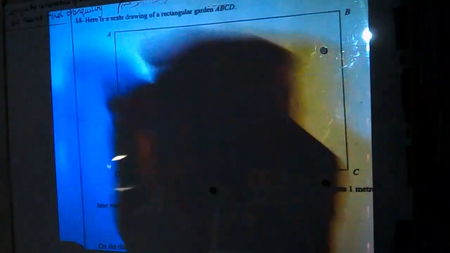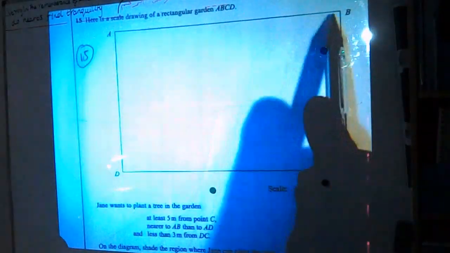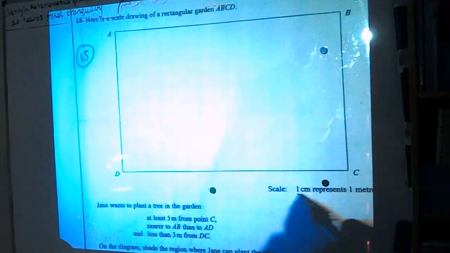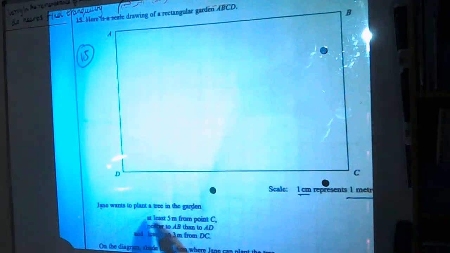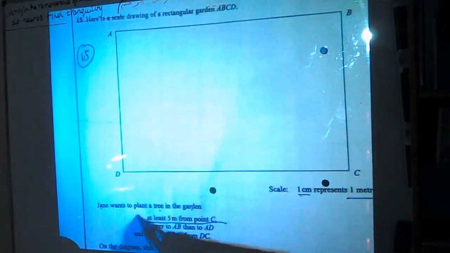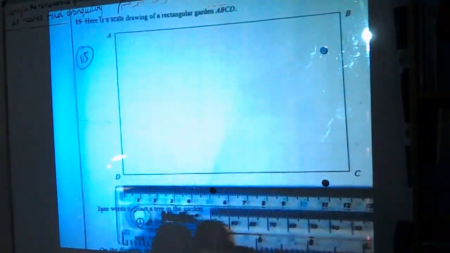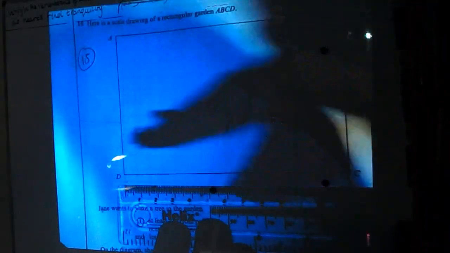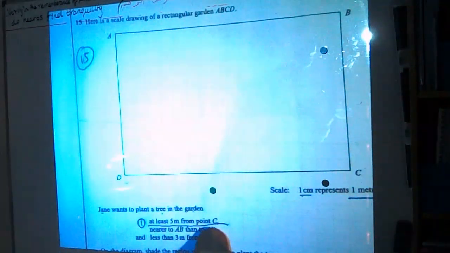So question number 15. Here is a scale drawing of a rectangular garden ABCD. Scale is 1 centimeter represents 1 meter. Jane wants to plant a tree in the garden at least 5 meters from point C. So that's my first loci. At least 5 meters from point C means 5 or more. So first of all, we're going to measure 5 centimeters on this. That's 5 centimeters. So at least 5 meters from C means 5 or more from C.